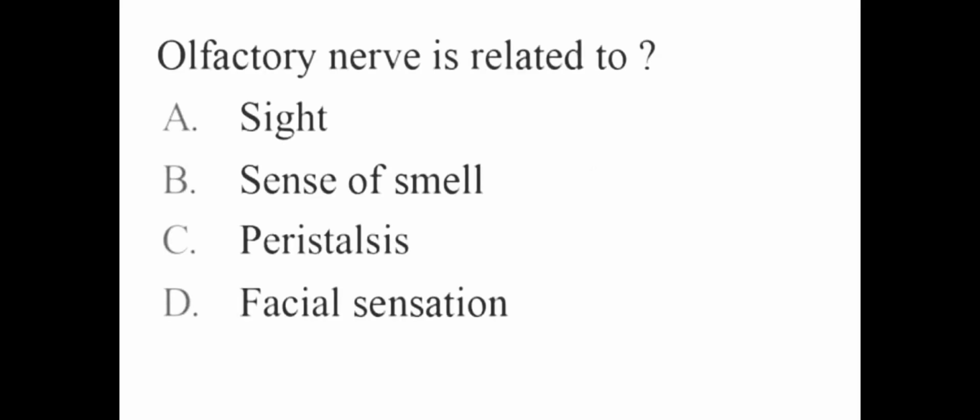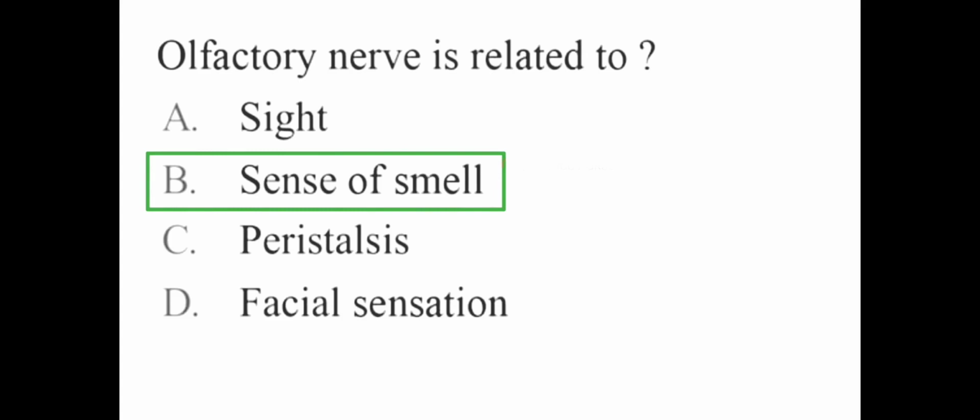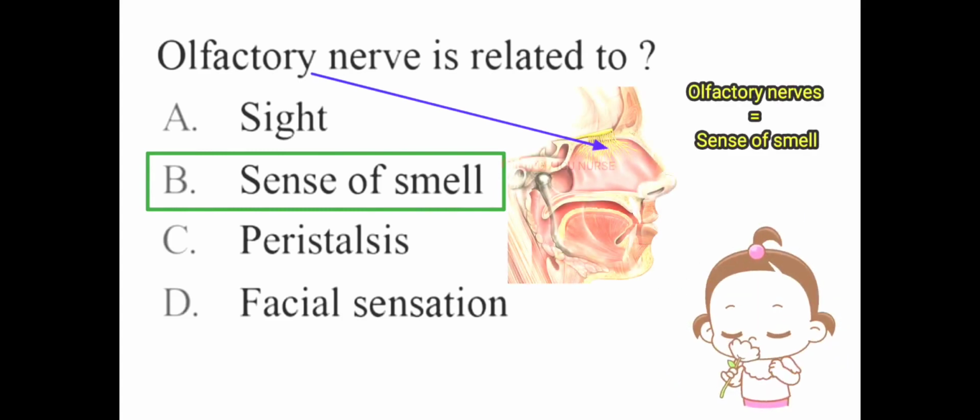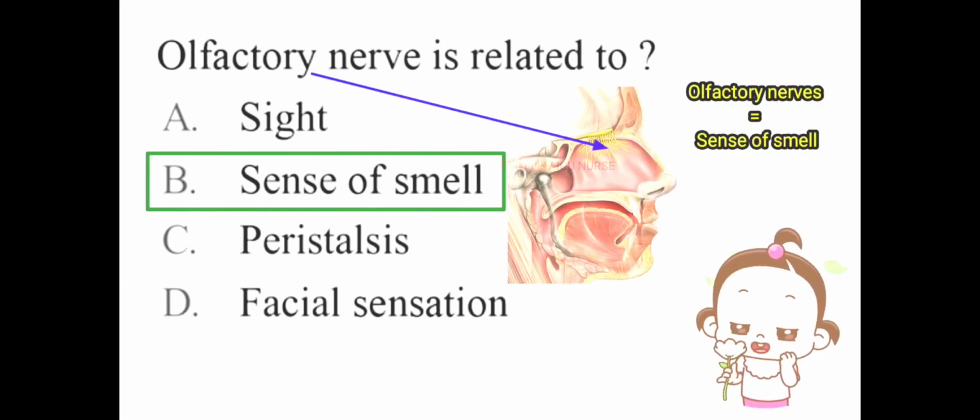Olfactory nerve is related to A. Sight. B. Sense of smell. C. Peristalsis. D. Facial sensation. And the correct answer is B. Sense of smell. The olfactory nerve is the first cranial nerve that contains sensory nerve fibers relating to the sense of smell.